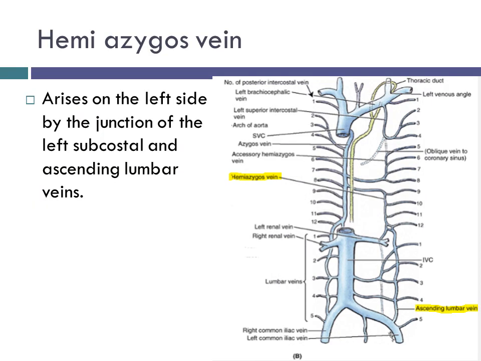The hemiazygous vein, also known as the inferior hemiazygous vein, arises on the left side by the junction of the left subcostal and the ascending lumbar vein. Now this hemiazygous vein then ascends on the left side of the vertebral column posterior to the thoracic aorta as far as the 9th thoracic vertebra. Here it crosses to the right side posterior to the aorta, thoracic duct and esophagus, and joins the azygous vein. The hemiazygous vein receives the inferior 3 posterior intercostal veins, the inferior esophageal veins, and several small mediastinal veins.